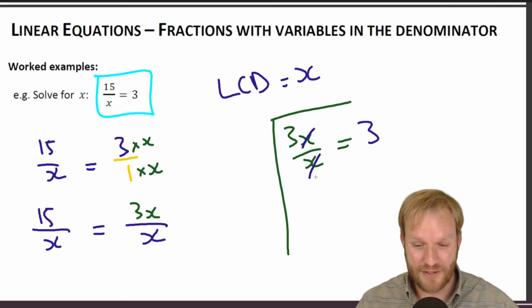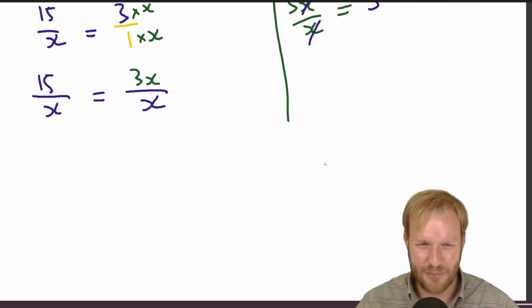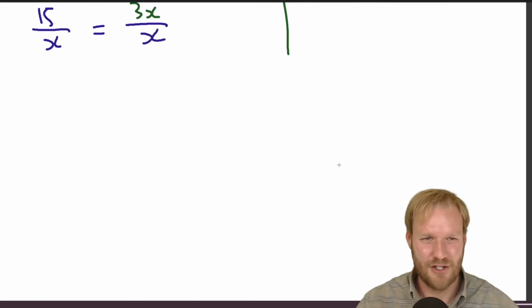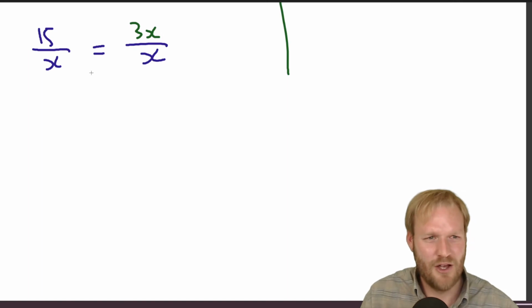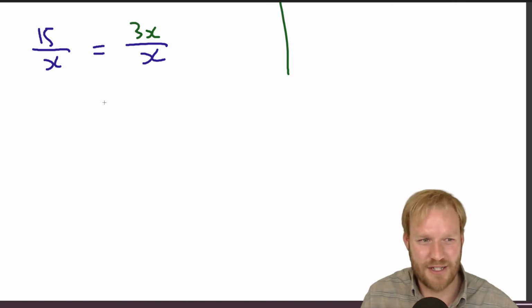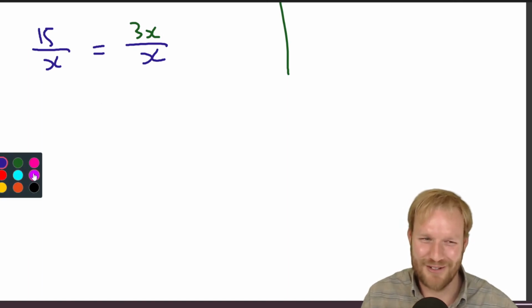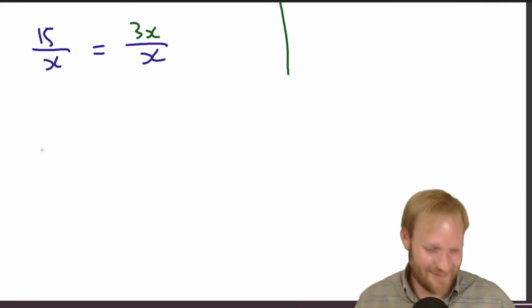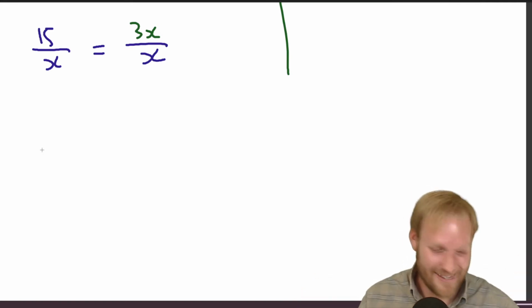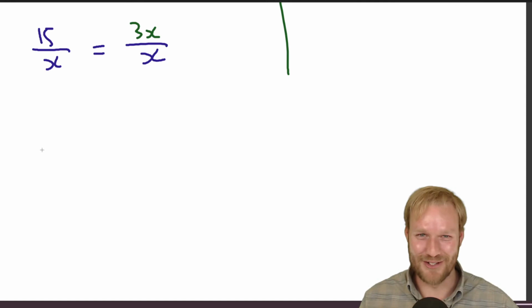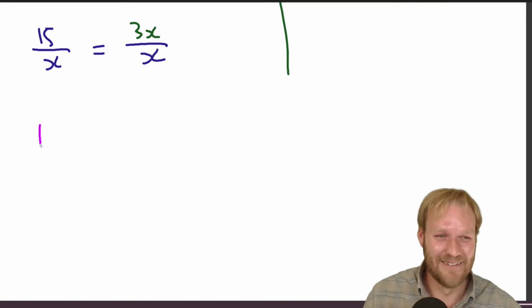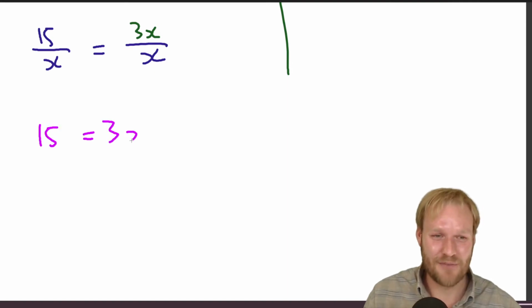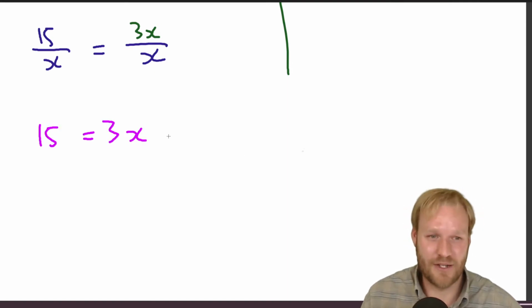As I said before, it feels like overkill for this first example, but it's a strategy that's going to help us. Let's scroll down so we can just see the bit that we're on. If the denominators are the same, then the numerators are the same. So therefore, 15 equals 3x, and then we can solve our equation.